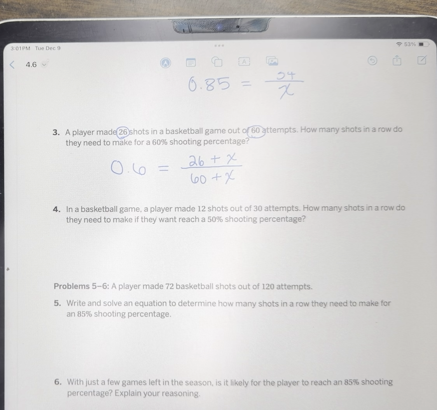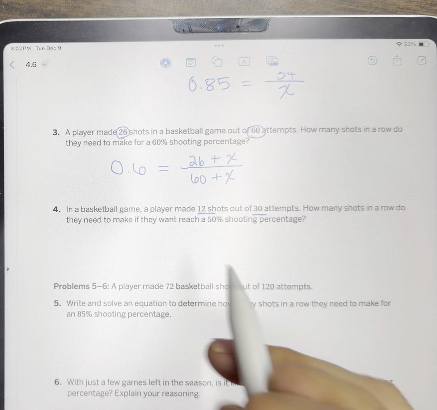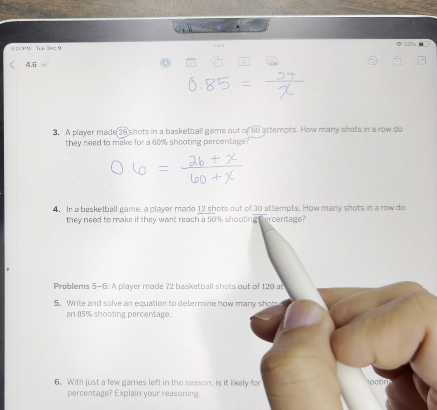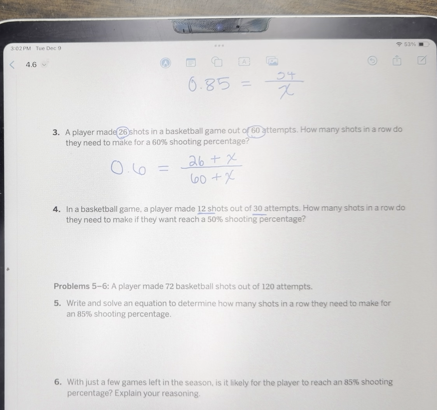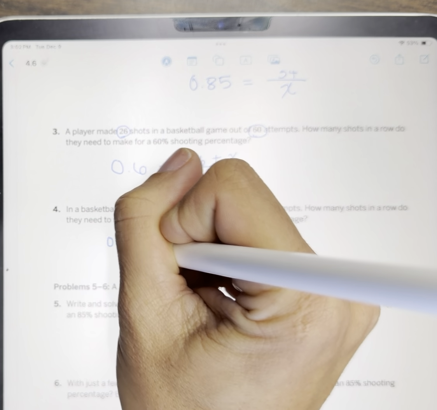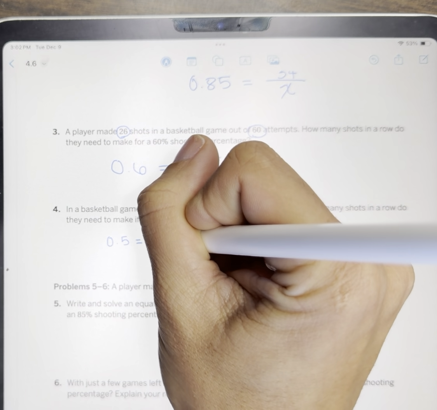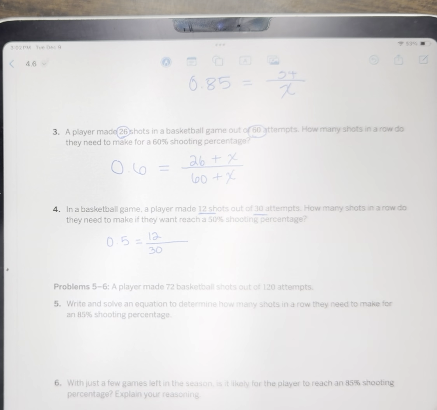Okay, in a basketball game, a player made 12 shots out of 30 attempts. How many shots in a row do they need to make to reach a 50% shooting percentage? All right, so right now, they are shy of that 50% by 3 shots. If they had made 3 of these existing shots more, they would be there, 15 out of 30. They're not, so let's go see. I want a 50% shooting percentage. I have made 12 out of 30 so far.